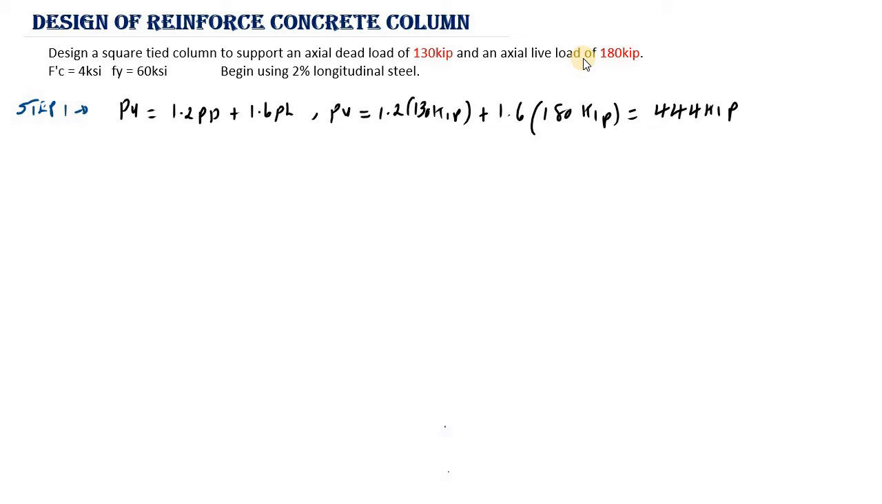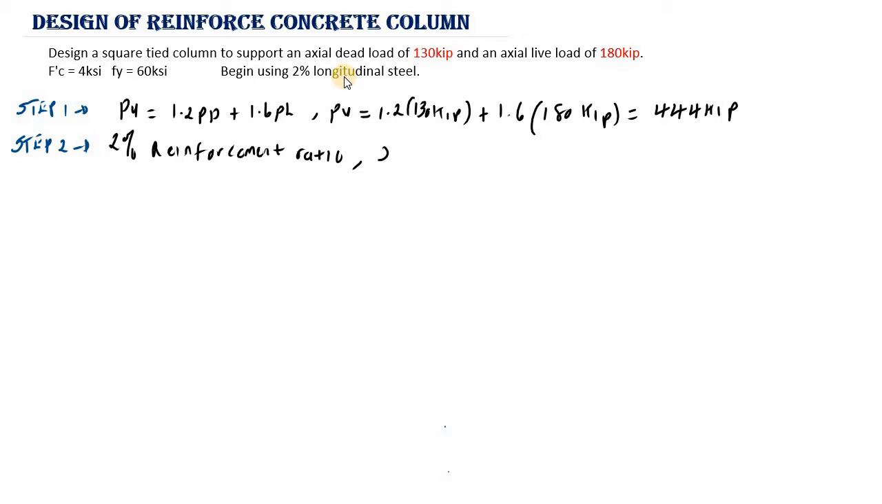Now we know the factored load. The next step we are going to take is to assume the reinforcement ratio, and we already assumed the reinforcement ratio, which is basically 2% longitudinal steel. Let me just write this down here so that you can easily follow this. So this is step 2. Step 2 is we usually assume the reinforcement ratio. In this case, we assume the reinforcement ratio to be 2%.